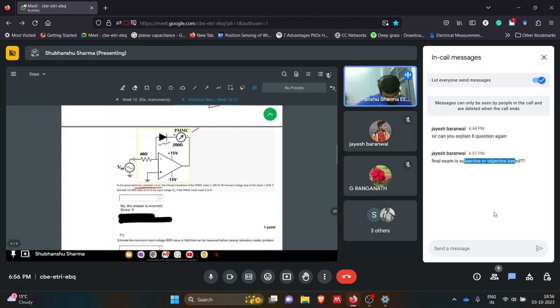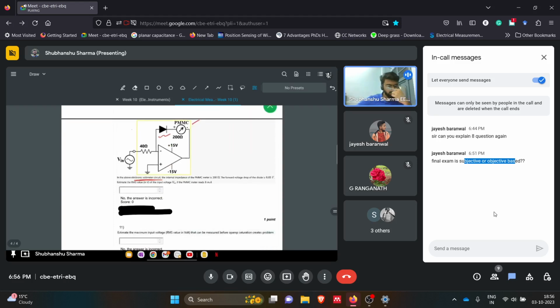So question 10. There is a diode there, and a PMMC meter, which has a 200 ohm resistor. The forward voltage drop of the diode is 0.65 volt. Estimate the RMS value of the input voltage V in if the PMMC meter reads 8 milliampere.